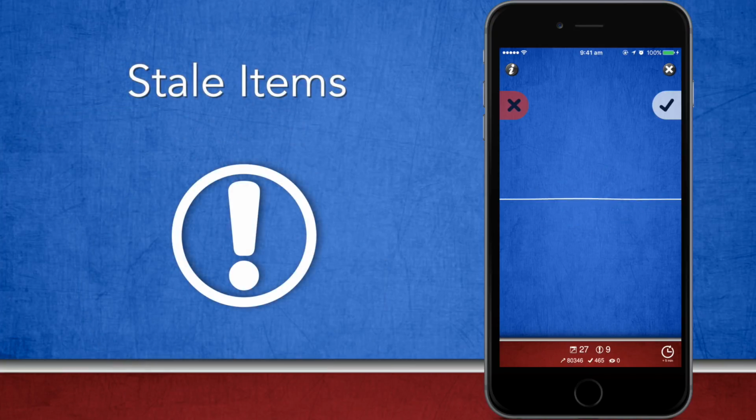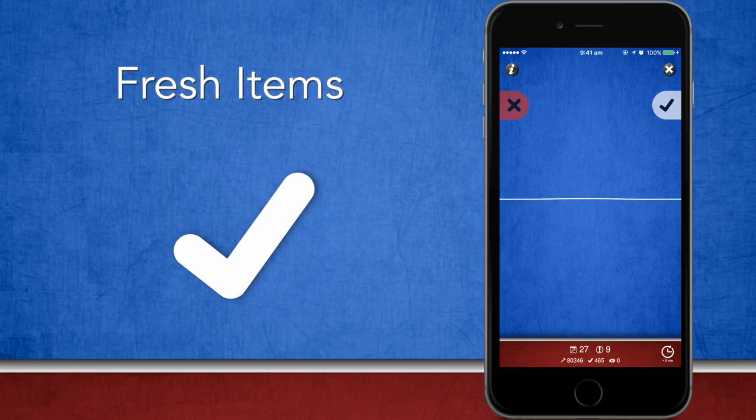First, vocab review mode will test you on the words that are due for review now, or your stale words. These are words that you've previously seen but are now ready for you to be reminded of them again. You can see the number of stale items due for review next to the exclamation mark icon. The items that you've previously seen but do not need to be reviewed yet are your fresh items, and the number of them is next to the tick icon.